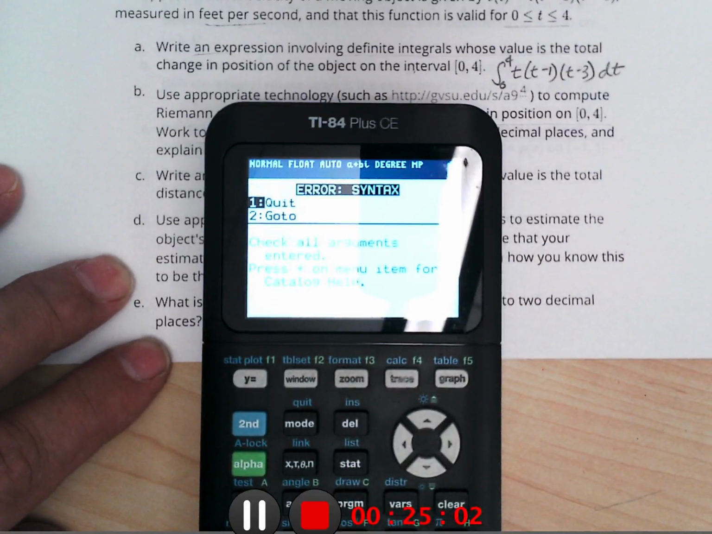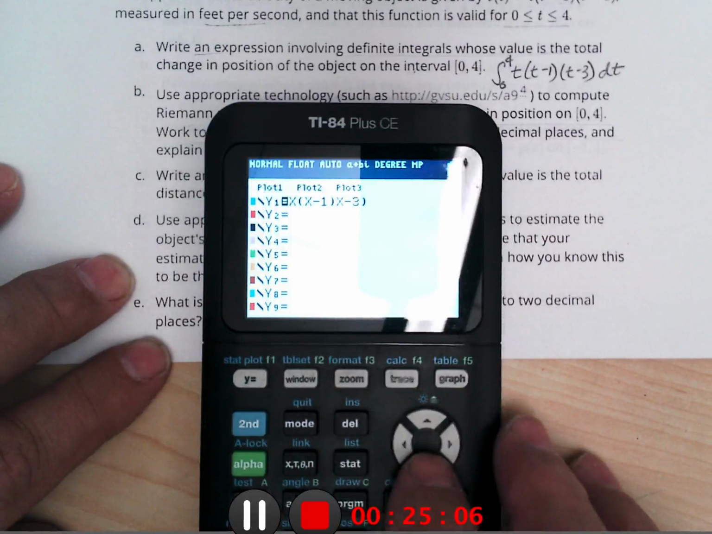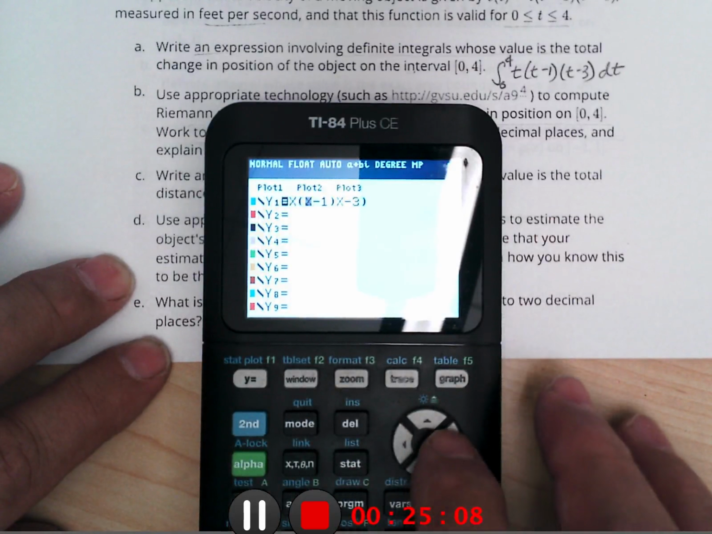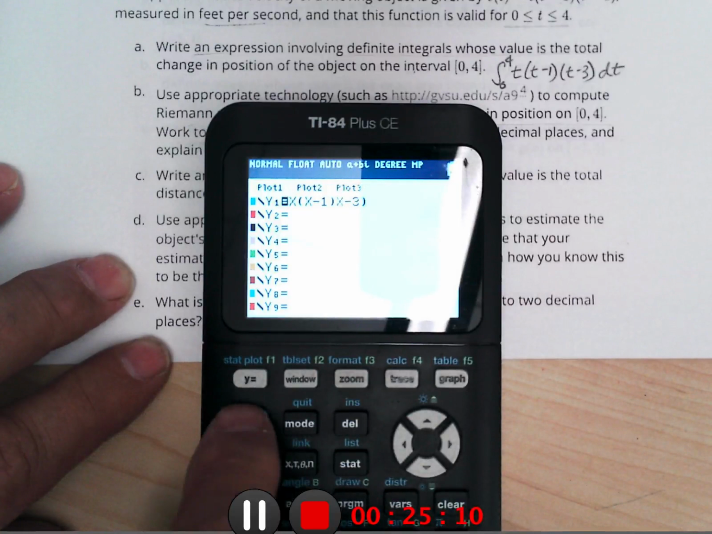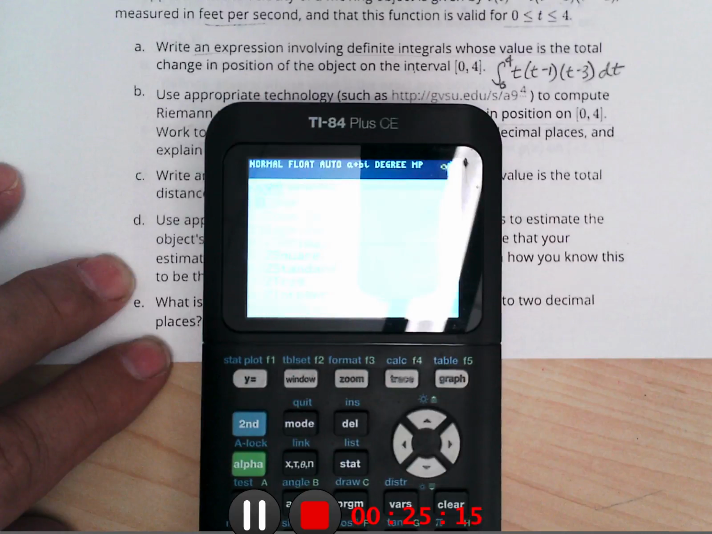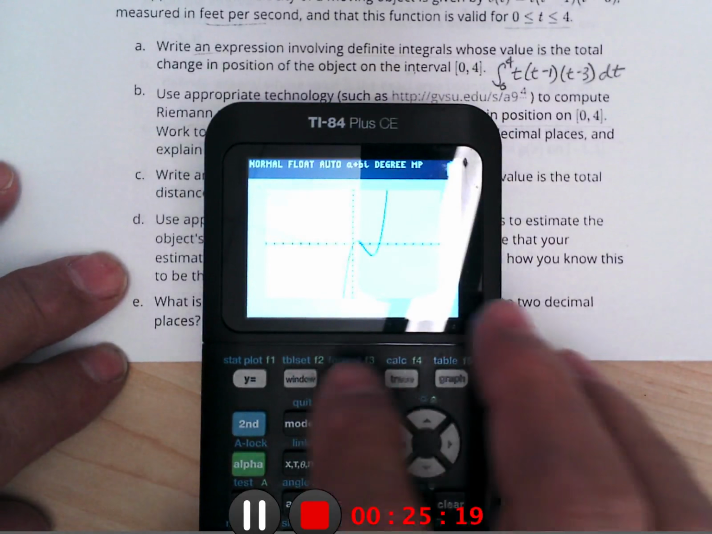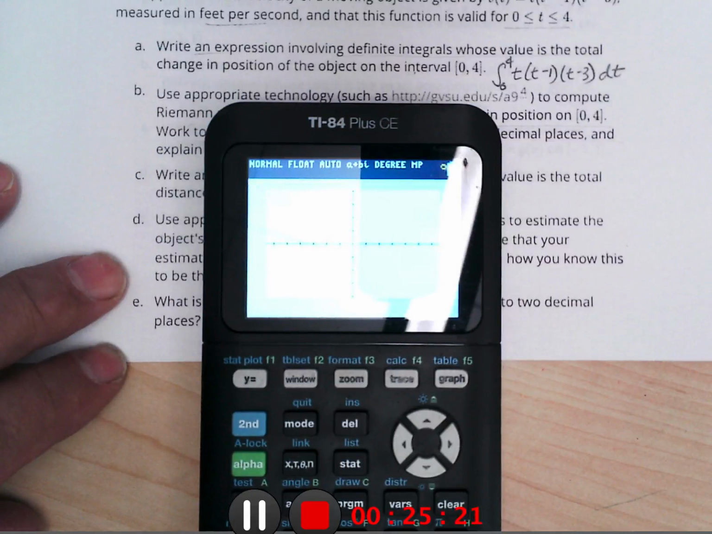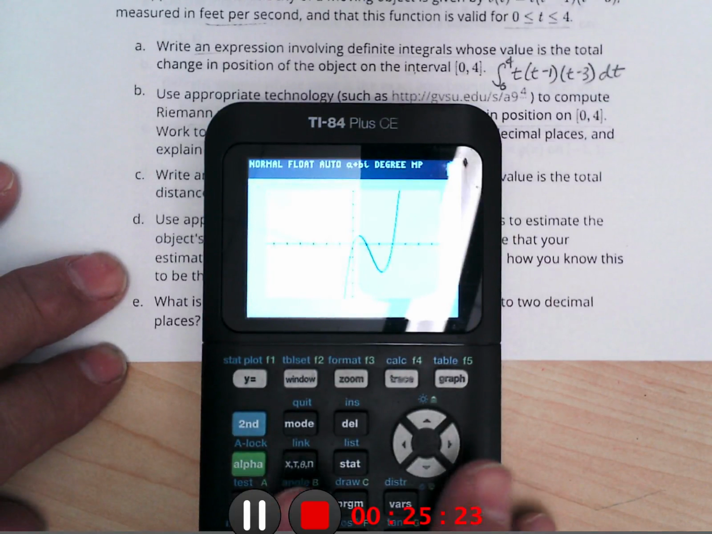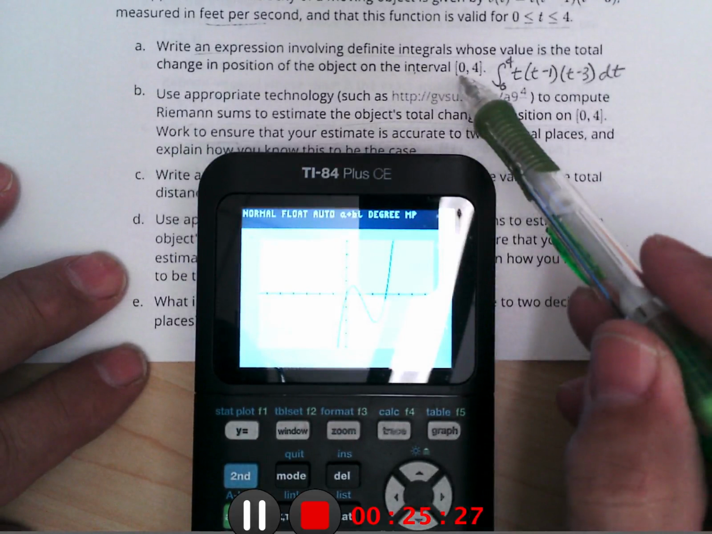What did I type in wrong? Clear. Y equals, oh, I forgot a parenthesis right there. Second insert, a parenthesis. Now, zoom 6. That's what it looks like. Let's go zoom 4, get a little closer. All right, and we're supposed to find out on the interval from 0 to 4.